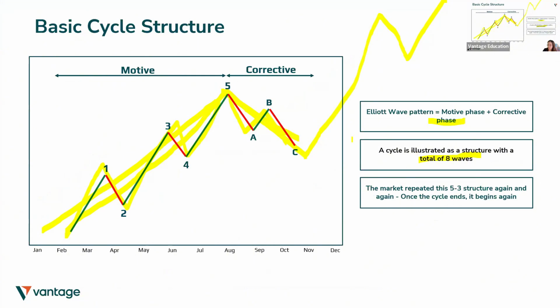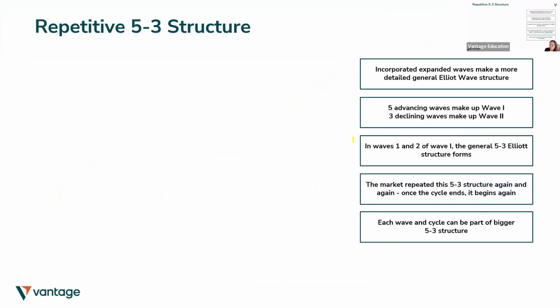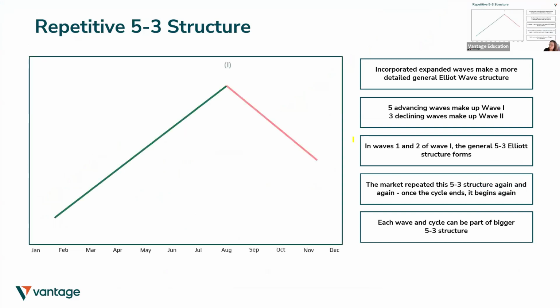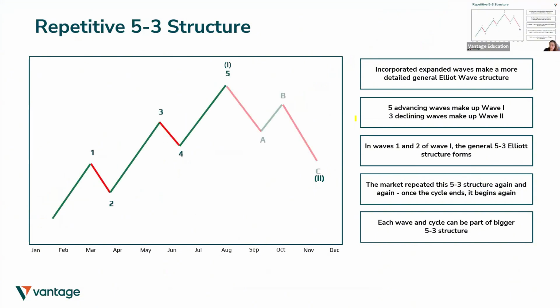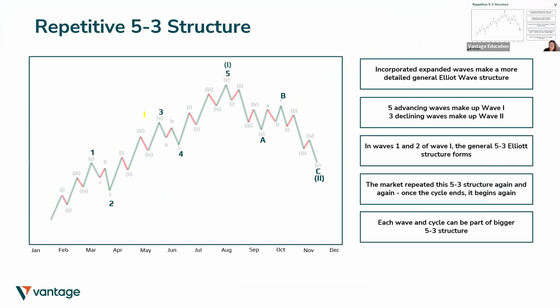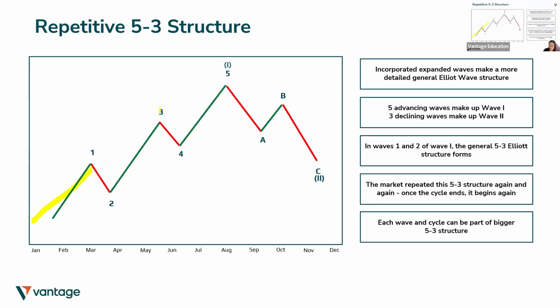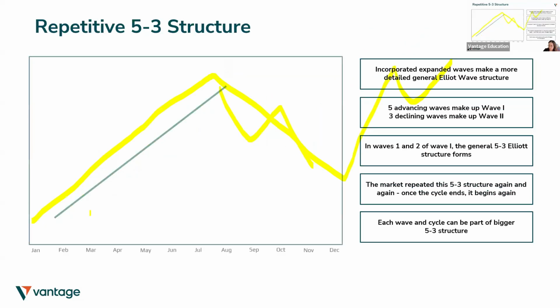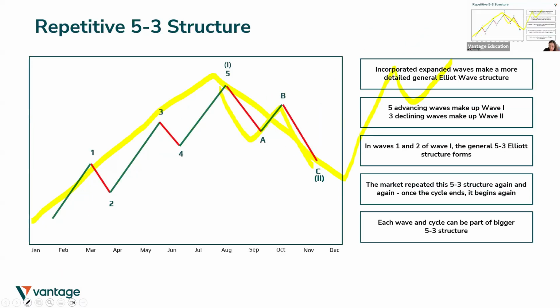Okay. Now, repetitive 3-5 structures. What they say is that the incorporated expanded waves make a more detailed general Elliott wave structure. 5 advancing waves make up wave 1. 3 declining waves make up wave 2. So wave 1, 2, 3 is marked up to wave. Remember, I showed you wave 1, this is wave 2, 3, 4, 5. Continue. This is a pullback, ABC.